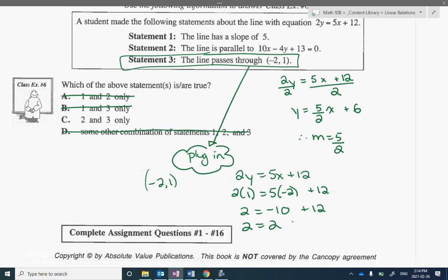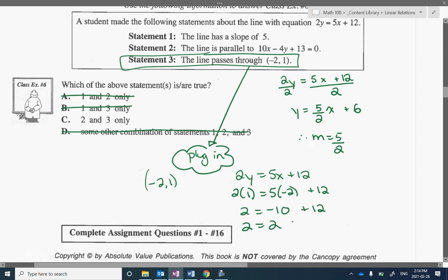Does that make sense? You can always plug a point in to check. It's an option that we often forget about. Okay, we have 5 minutes left. I want to do a quick review. If you turn to page 578, it's a blank page where we can take some generalizations to review some concepts. 578.